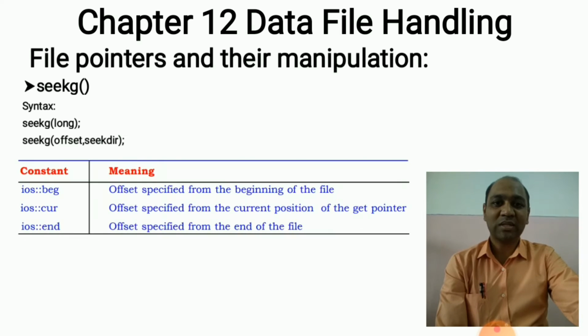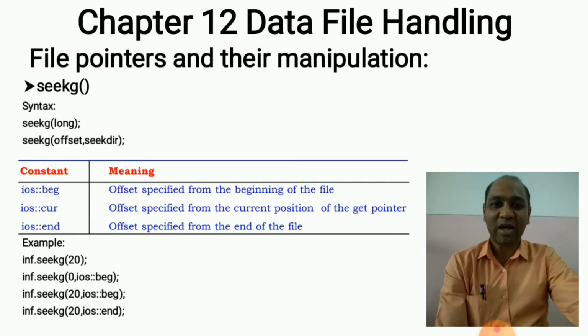So let us continue with an example here. Seekdir is a constant: ios::beg, offset specified from the beginning of the file; ios::cur, offset specified from the current position of the get pointer; ios::end, offset specified from the end of the file. Let us take examples here. inf.seekg(20). So this moves the get pointer to the 20th byte from the beginning of the file.